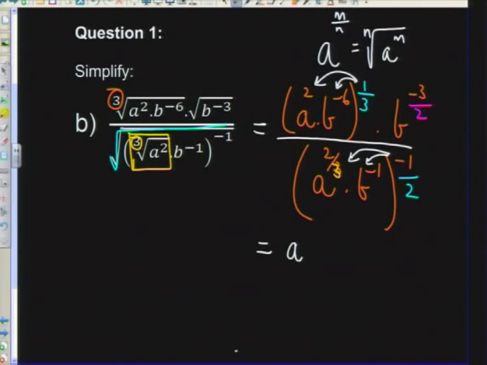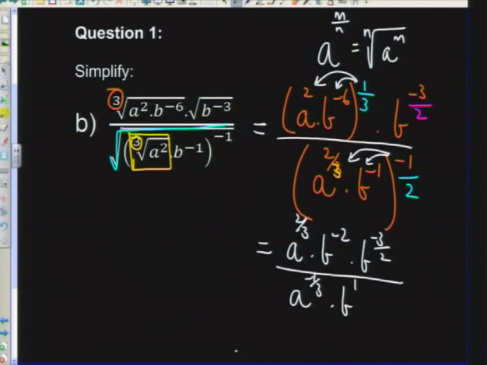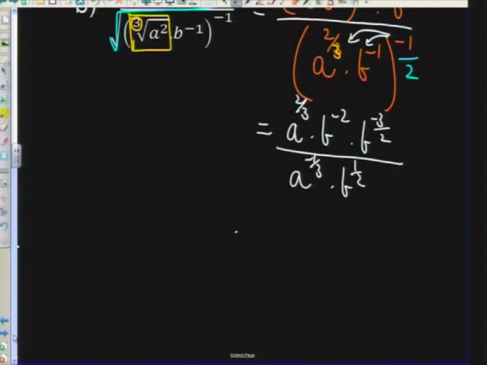a to the 2/3 times b to the minus 2 times b to the negative 3 over 2. We're dividing by a to the power of negative a third and b to the power of a half. Okay, now we've got only base a and base b. We're multiplying, we're dividing, so we're going to group those together.